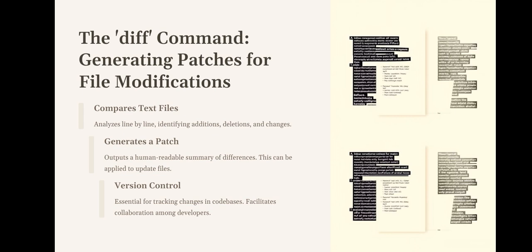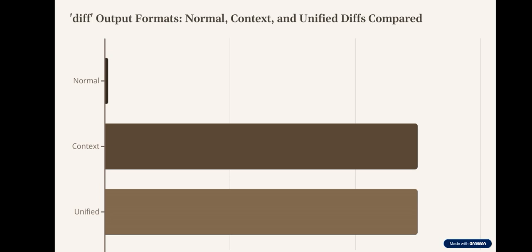Next one is it generates a patch, and outputs a human readable summary of differences. This can be applied to update files. Third one is version control, essential for tracking changes in code bases and facilitating collaboration among developers. The diff output formats are normal, context and unified diffs.